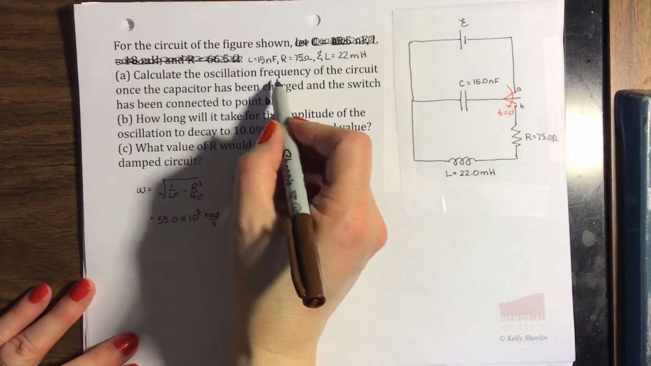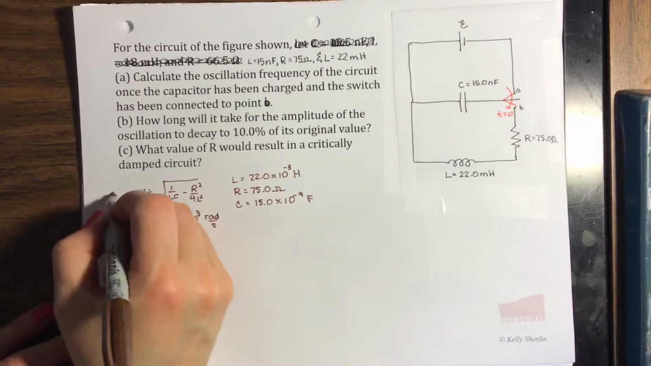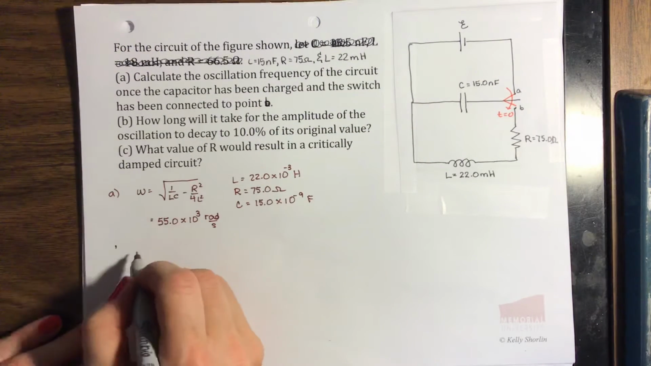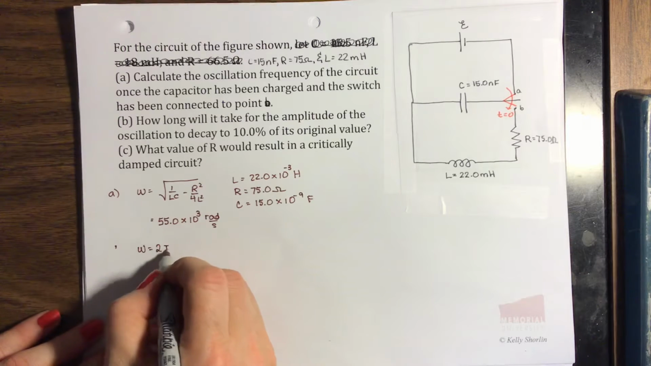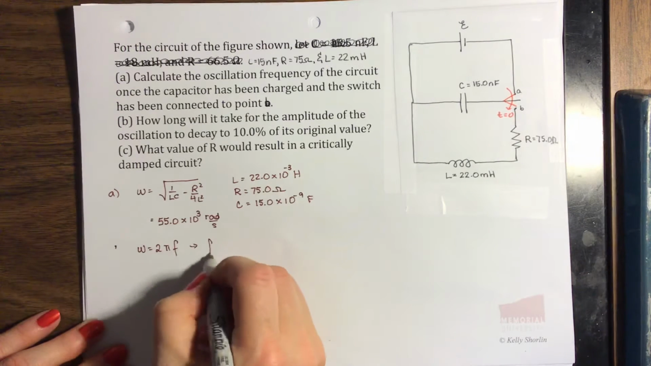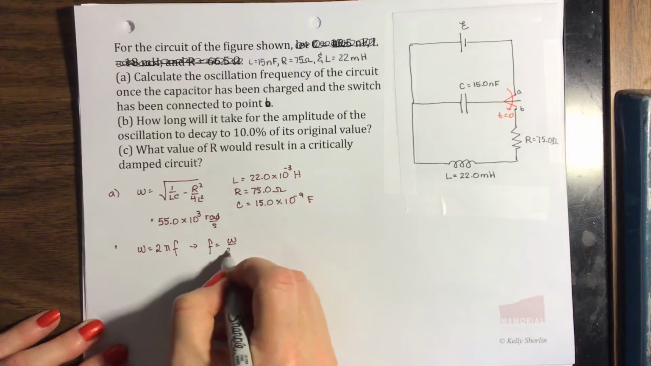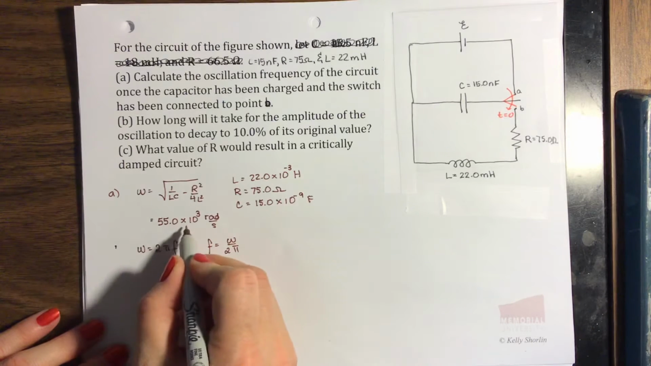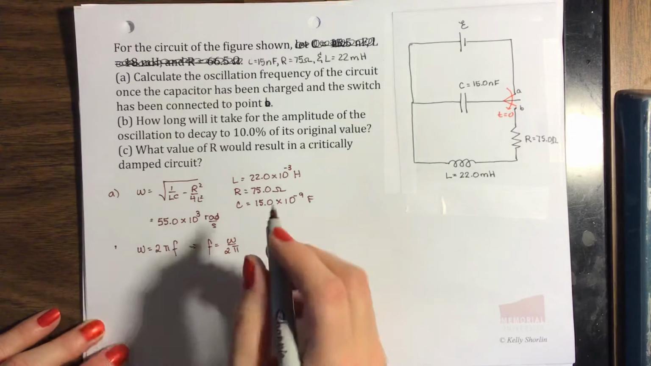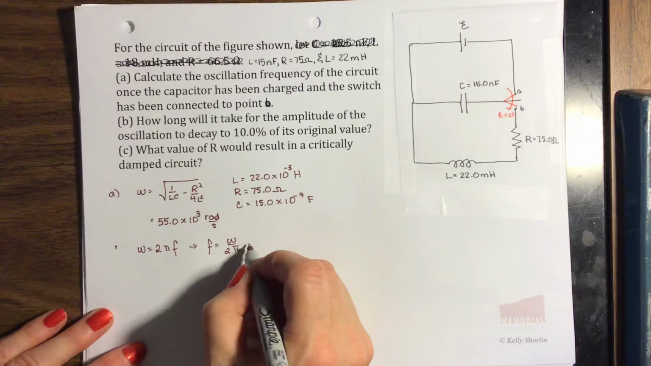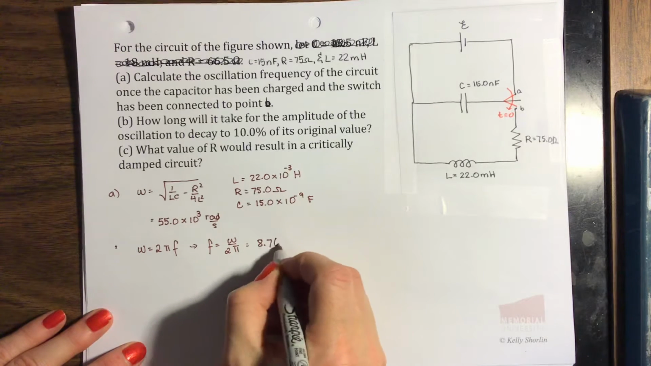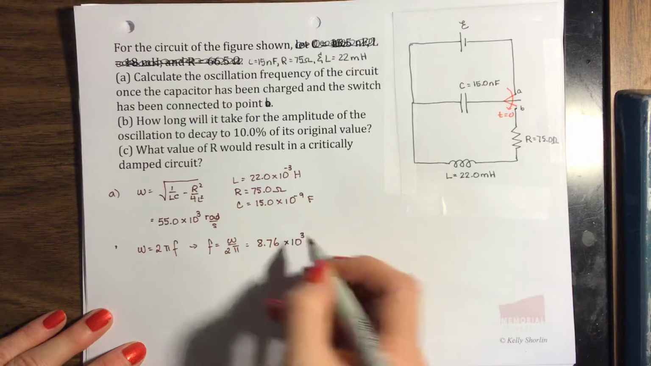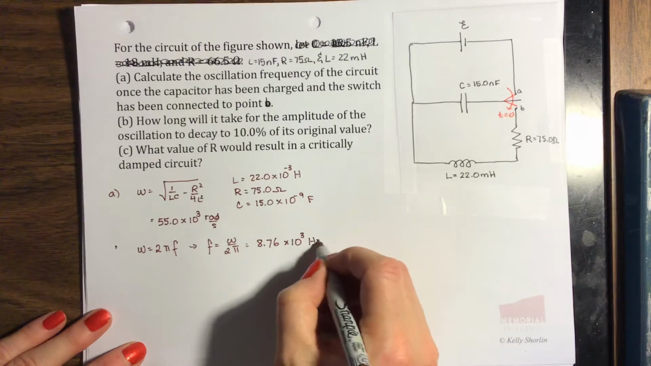Now, it doesn't ask for angular frequency, it asks for frequency. So all we have to remember here is that omega is equal to 2 pi f. So f, the frequency, is omega over 2 pi. So we divide our 55,000 by 2 pi and we get 8.76 times 10 to the 3 seconds to the minus 1, or hertz.